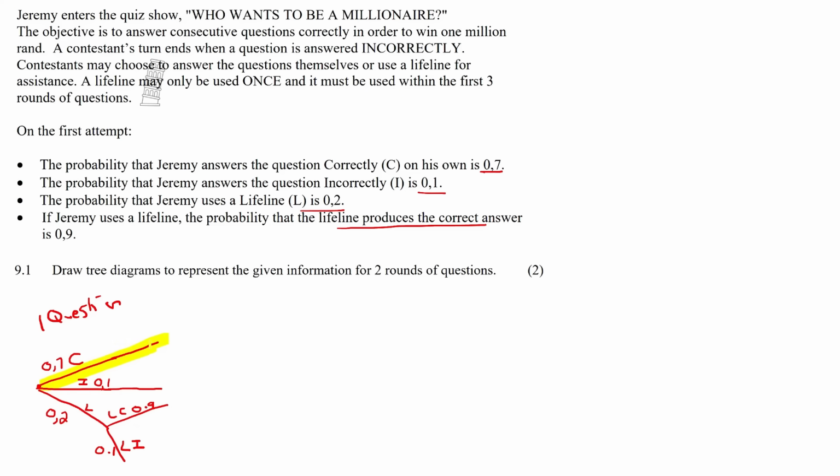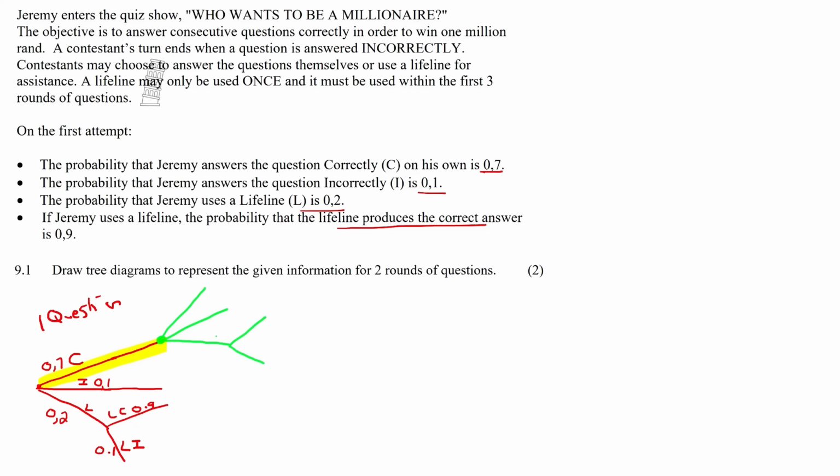So what has Jeremy done if he's on that path? Did he get the first question correct, incorrect, or did he use a lifeline? He got it correct. So does he still have a lifeline? Yes, he does. Because if he went this way, he hasn't used a lifeline yet. The lifeline is only if he goes that way. But we're just looking at this branch for now. So when we now go into the next question on this branch, what are the options that he has now for question 2? Well, he could get that one correct, he could get that one incorrect, or he could use a lifeline again. And if he uses a lifeline once again, he could either get that correct or incorrect.